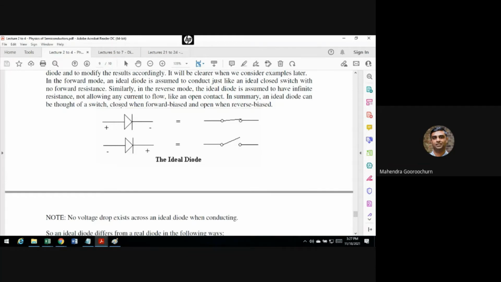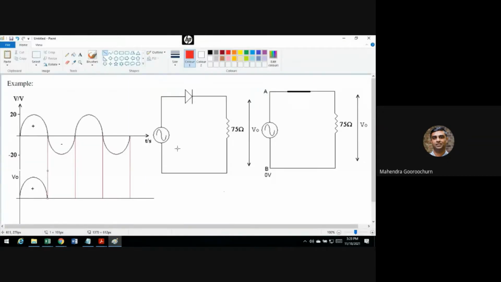In the forward mode, it's allowing current to flow. But what allows the current to flow is a short circuit. In the reverse mode, it's blocking current. If you look at the profile, a very small current flows, ideally no current. So what actually prevents the current from flowing is an open circuit. That's very simple.